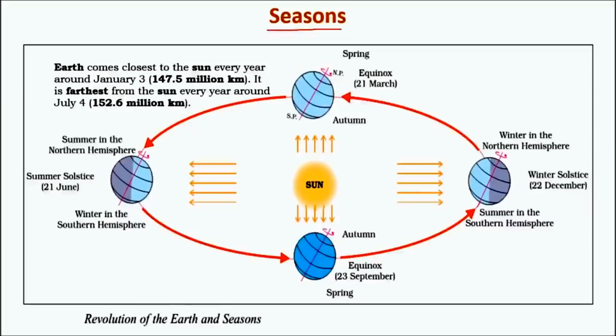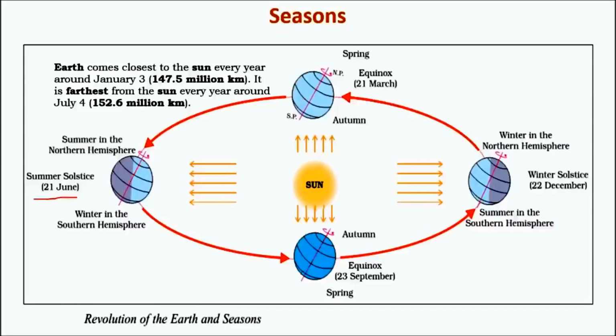Seasons are a direct consequence of the revolutionary motion of the Earth, where the Earth revolves around the sun with a fixed position of its axis. We see that the position of the axis is fixed in all these positions. That is, the angle it makes with the orbital plane remains the same, and also its direction remains the same.